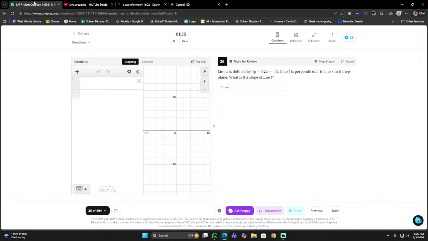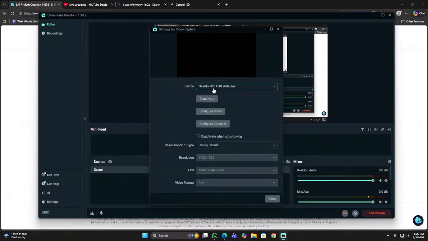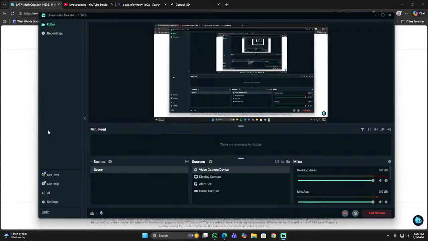Yeah, so I just think of my camera up top, like video capture. Alright, my camera's low-key cooked. I don't even know why. It just like broke or something, which is okay for now.